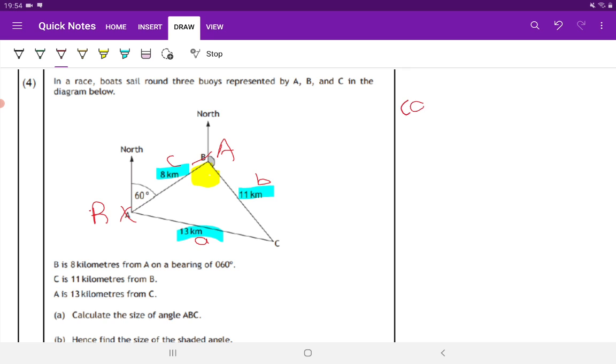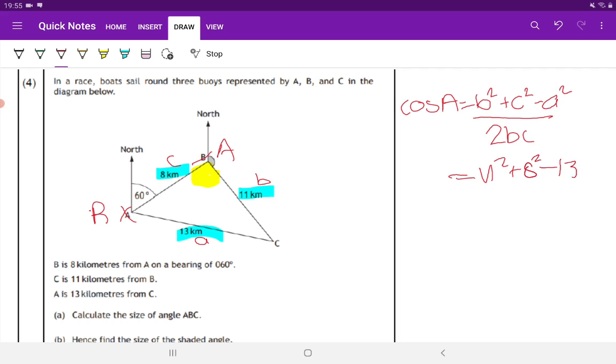So cos A is b squared plus c squared minus a squared over 2bc, as I'm sure we are very used to doing now. Okay, so b squared 11 squared plus 8 squared minus 13 squared over 2 times 11 times 8.